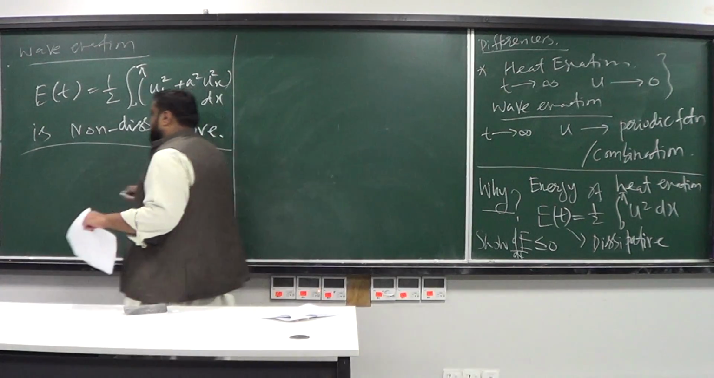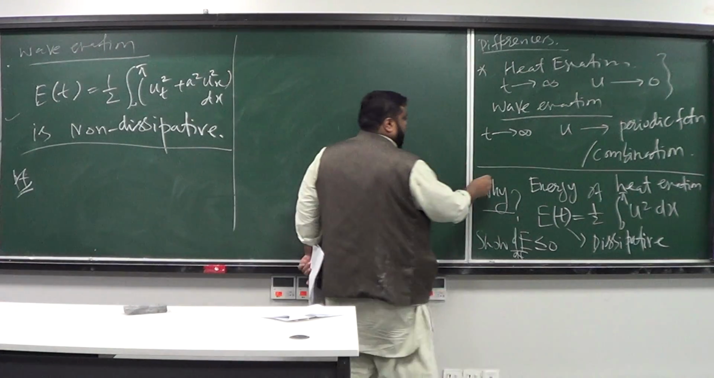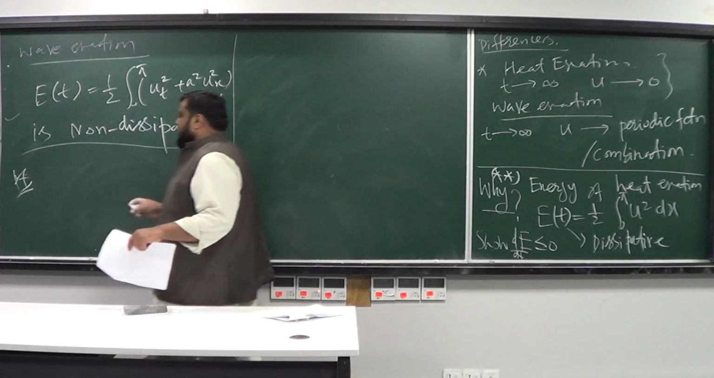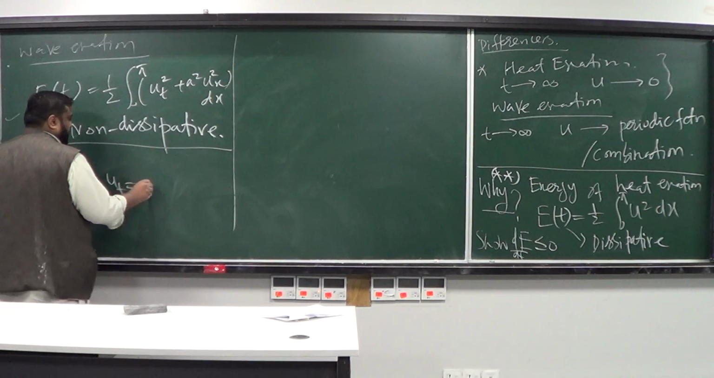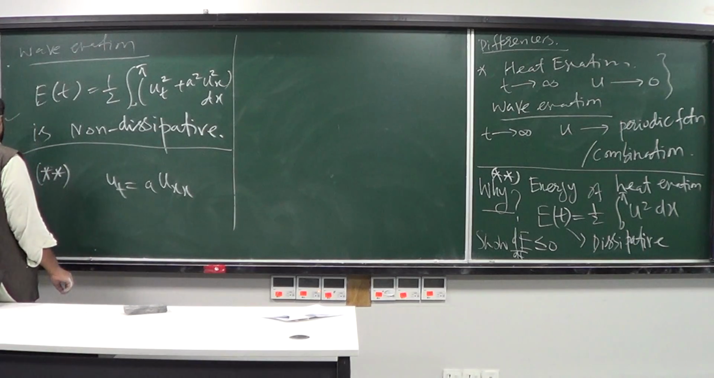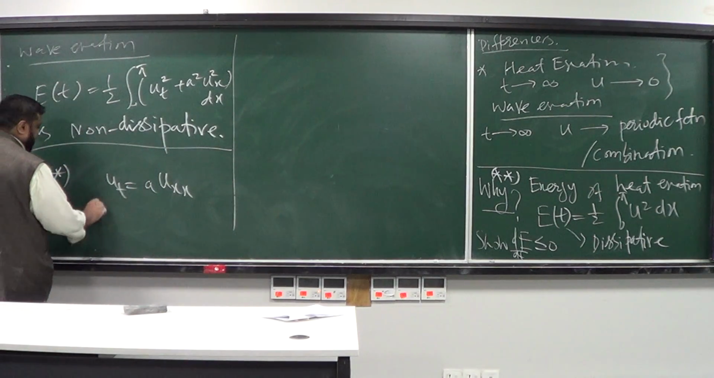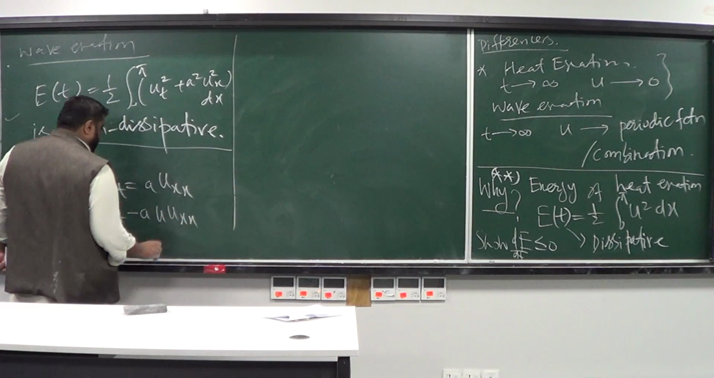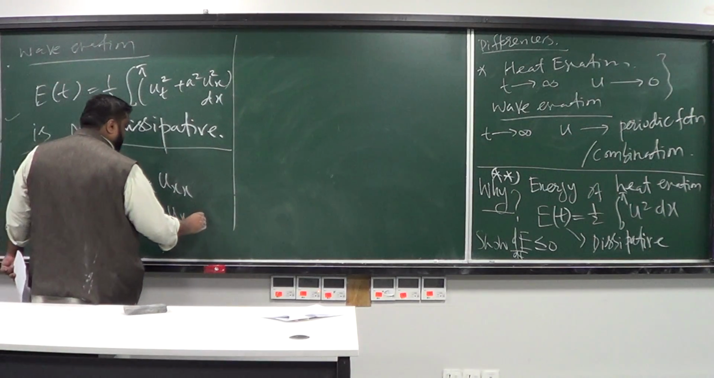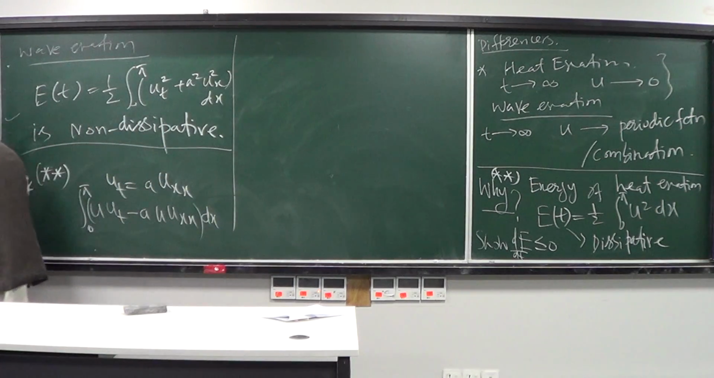Here's a quick proof of this fact. This is not a proof of this, but it's a proof of this double star. For the wave equation, I'll put notes and you can read it from there. So how can you show it? Take your heat equation, u_t equal to a u_xx, multiply it with u on both sides and integrate it over 0 to pi with respect to x.